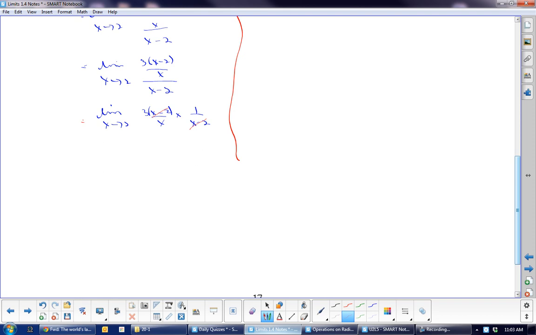And you'll get the limit as x approaches 2 of 3 over x. Now at this point, I can just go and put in the 2. So if I substitute, I would just go equals 3 over 2. You don't have to write limit anymore. And that's your answer.